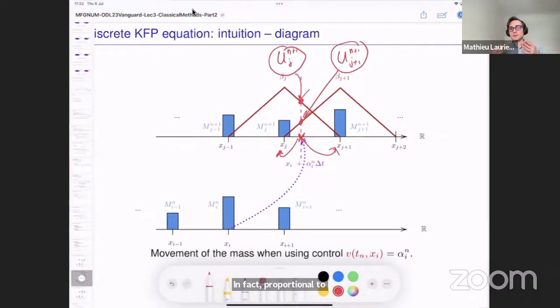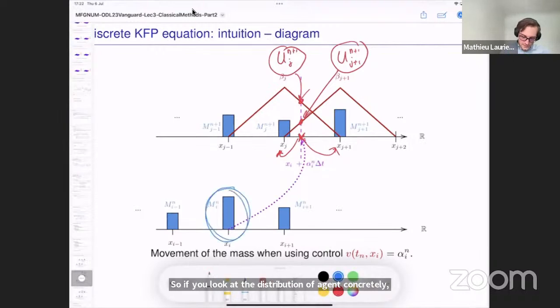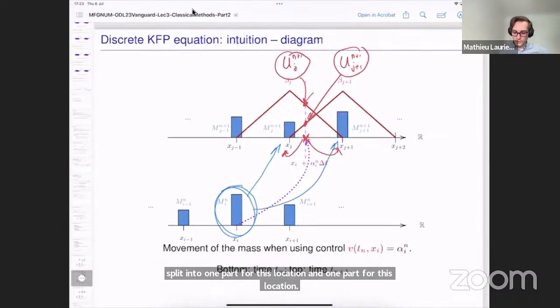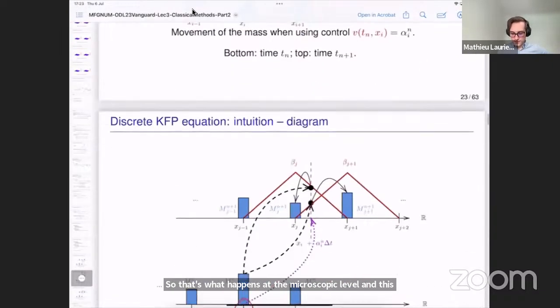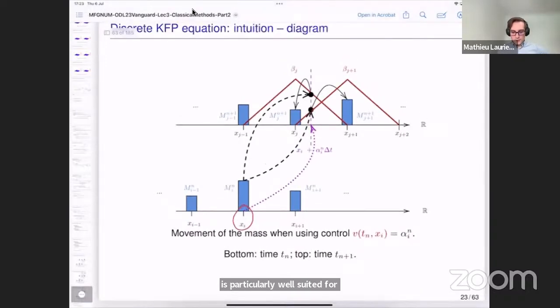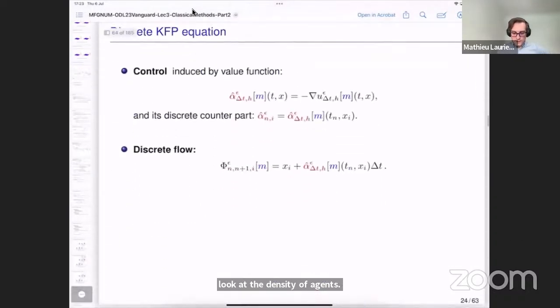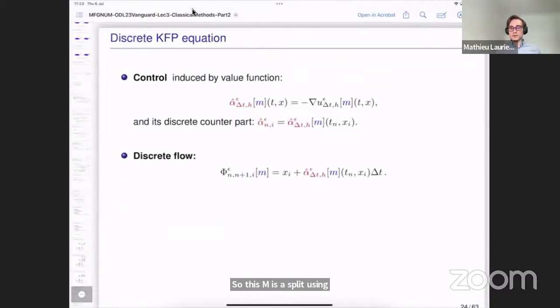And so for a single agent, it means we would need to do some kind of Monte Carlo simulations, but we don't look at a single agent, we look at the distribution. So if you look at the distribution of agents, concretely, it means that the mass present here is going to be split into one part for this location and one part for this location. So that's what happens at the microscopic level. And this is particularly well suited for mean field games because we look at the density of agents. So this m is split using the formula that I'm going to write next. This was a diagram to give the intuition.